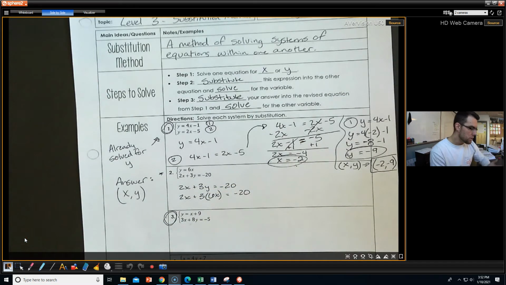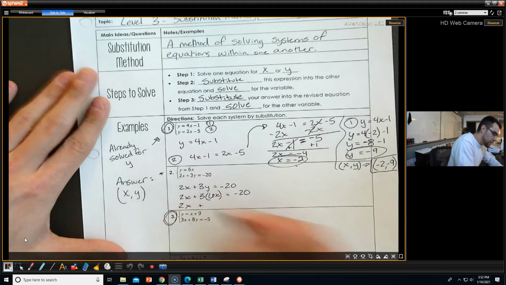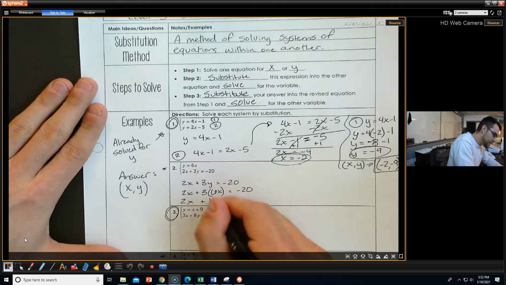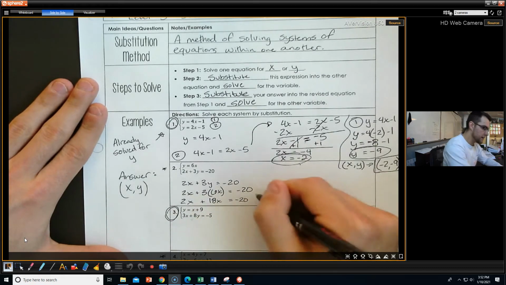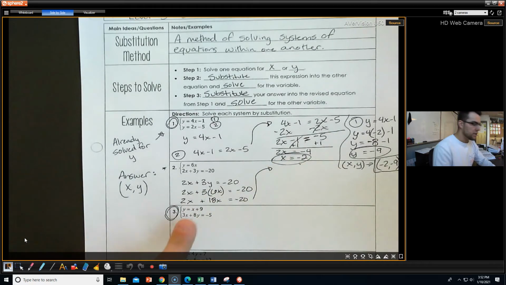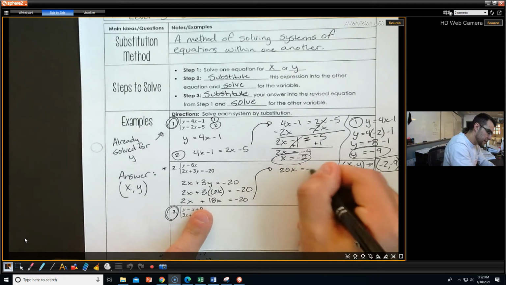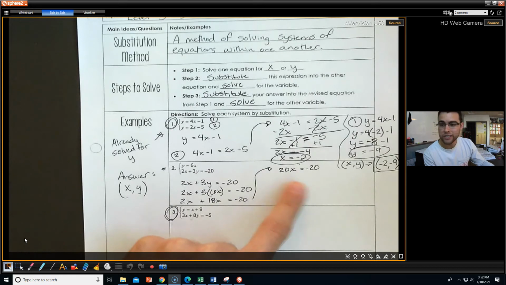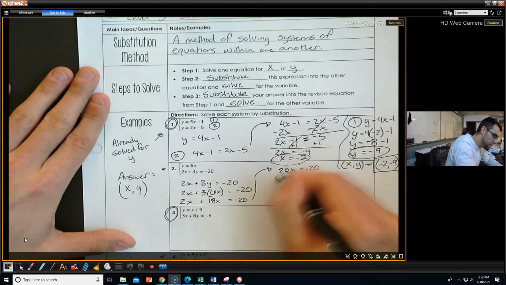Alright. Let's go ahead and clean this up a bit. We got 2x plus 3 times 6 is 18x equals -20. I'm going to write this up here, make some more room. 2x plus 18x, that's 20x, equals -20. And if we divide both sides by 20, I end up getting x is equal to -1, which is sweet.